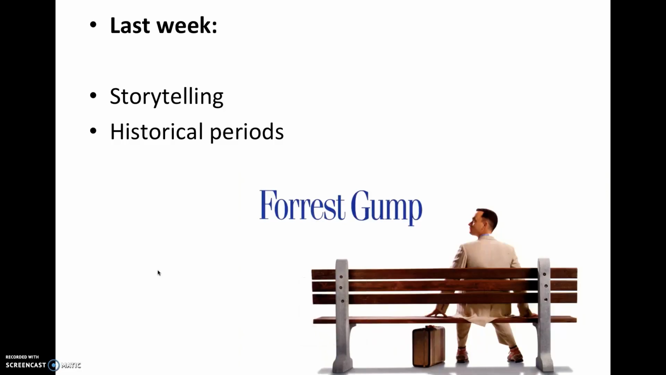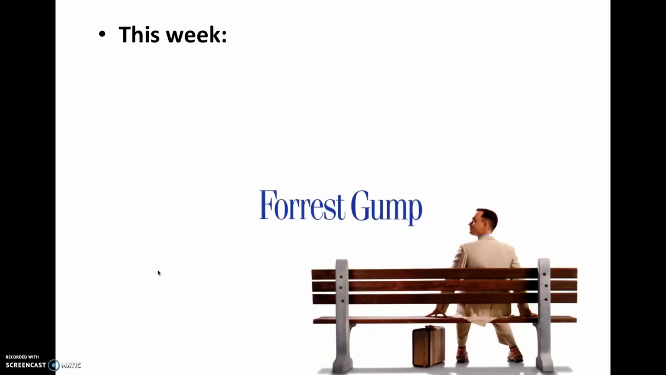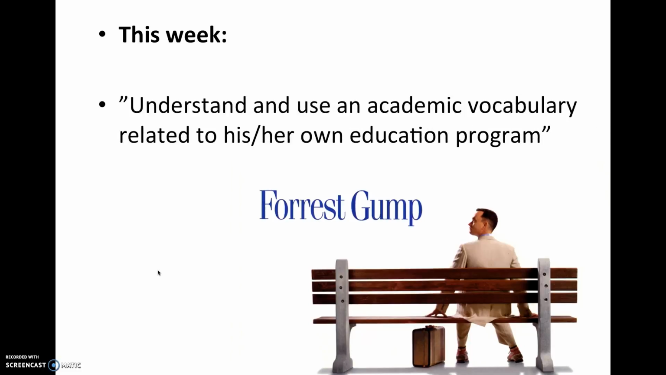Hello. We have been talking about Forrest Gump these last few classes, about its story elements, and of the historical periods depicted in the movie. For this week, we are still using Forrest Gump, but we're going to be turning our attention to the filmmaking features of the movie. We're going to learn some new words related to the movie making and use them to analyze the movie. One of the competence aims in the English subject is understand and use an academic vocabulary related to your own education program.